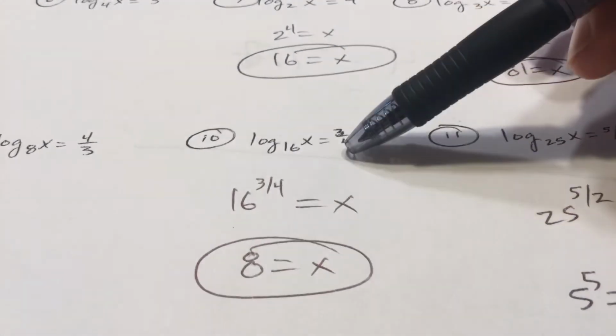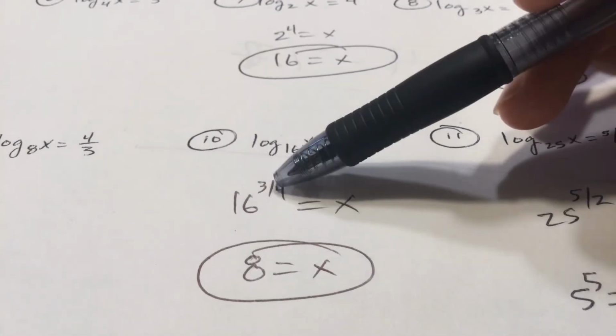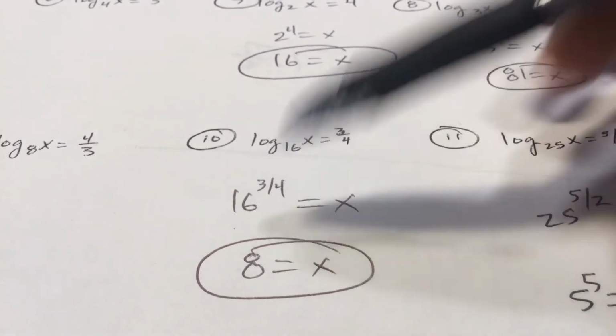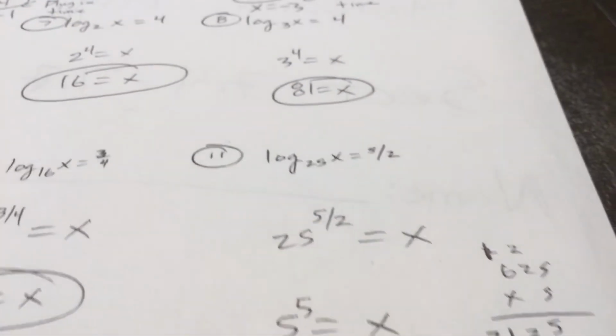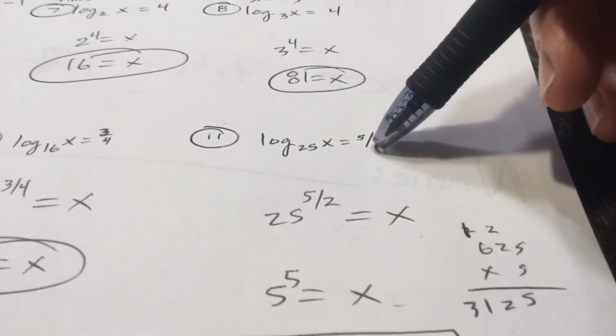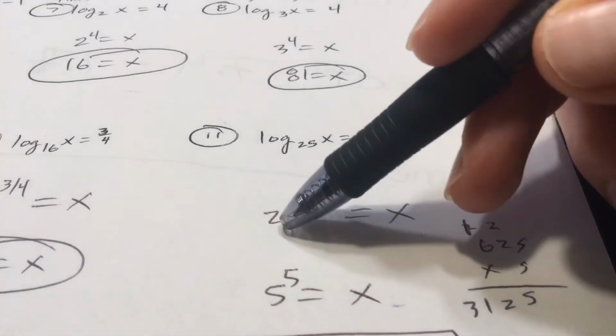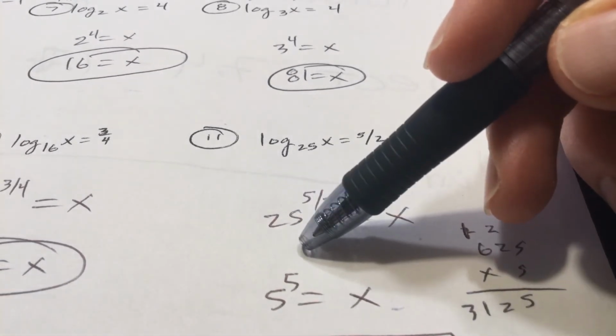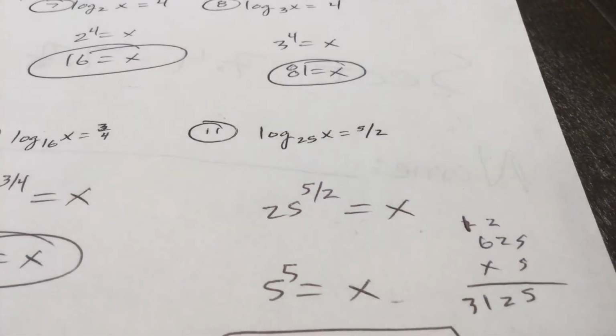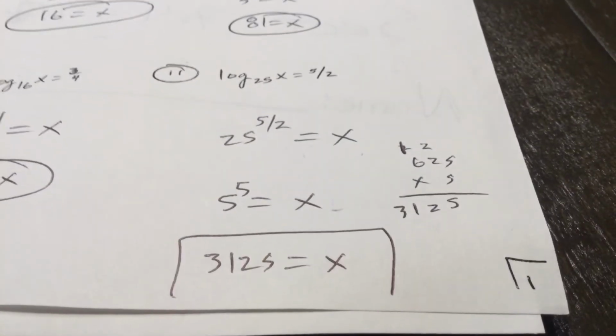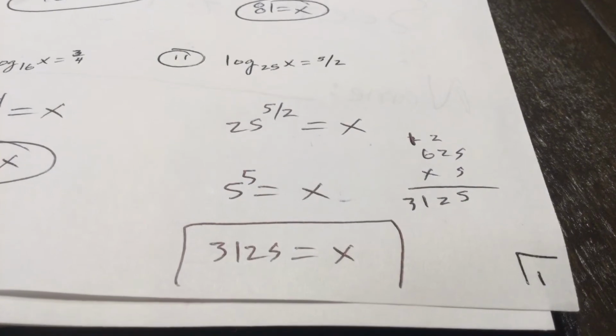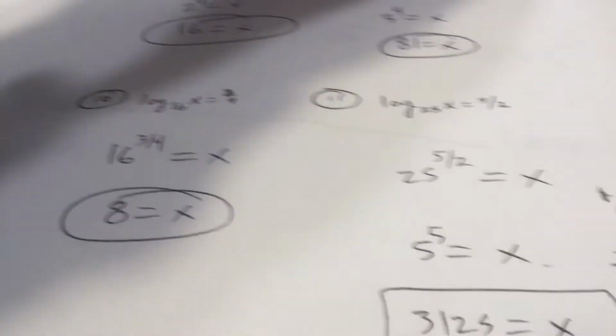16 to the 3/4 equals x. The 4th root of 16 is 2. 2 to the 3rd is 8. 25 to the 5 over 2 equals x. The square root of 25 is 5. 5 to the 5th. I did this one old school. I believe it's 1025. I have a calculator finally right next to me. Yeah, 3125. All right, good page there.